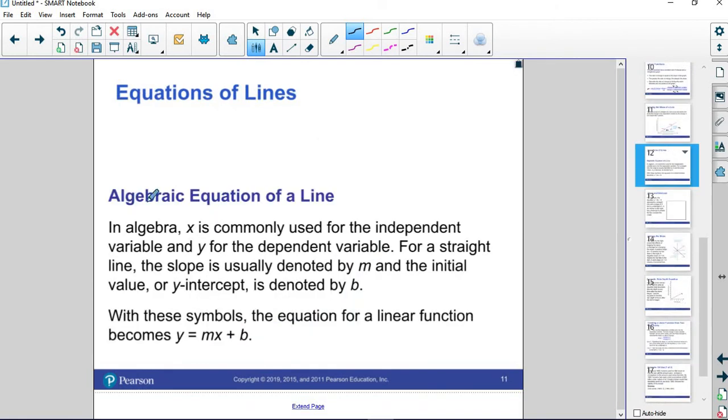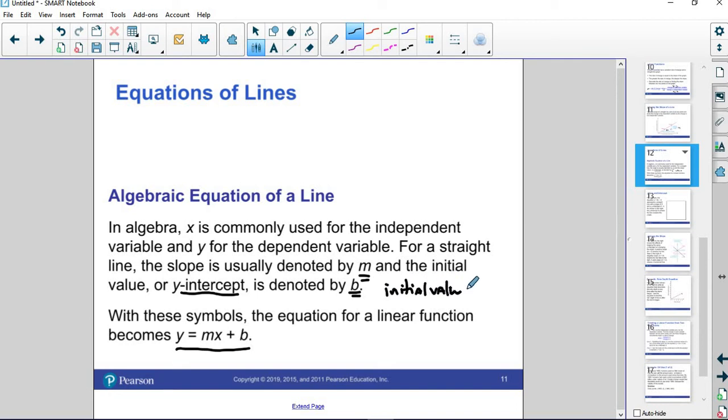Okay, so algebraically, how do we write the equation of a line? We write y equals mx plus b. If you remember our equation before, we've already talked about this. m is the slope. What does that represent? It represents the rate of change. And b is the y-intercept on the graph, or what we were calling the initial value.